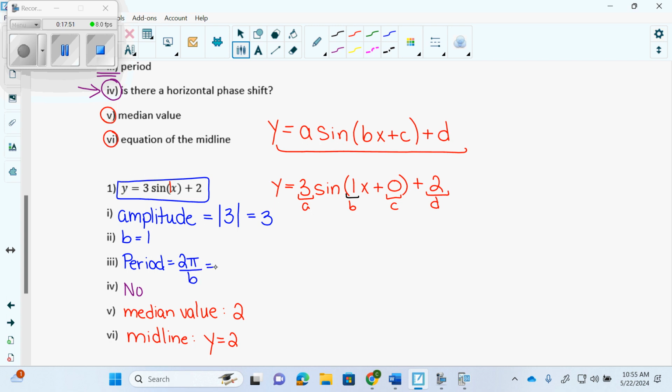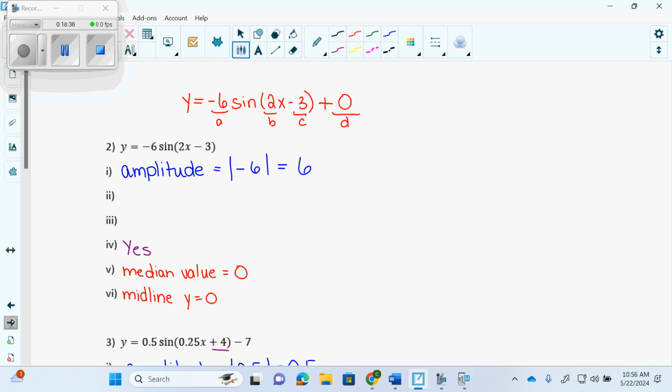So what is this period going to be? 2 pi over 1. So just 2 pi, which is like 6.28 and so on, right? So this equation rotates a full circle in 6.28 units, basically. Okay? So your b value always falls between the sine and x. If there is not a number there, it is a 1. We agree? Okay.